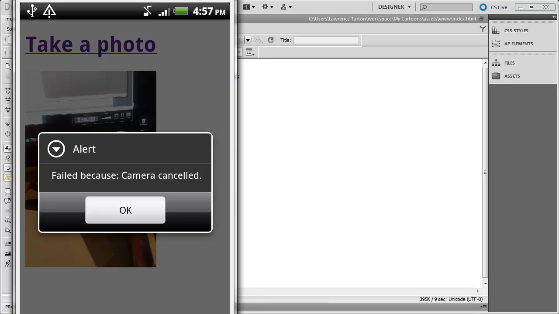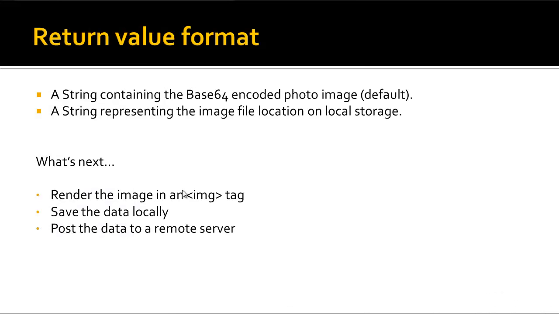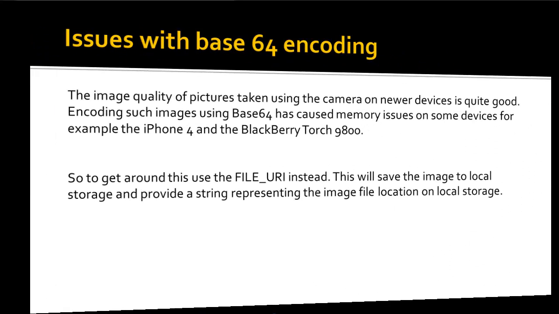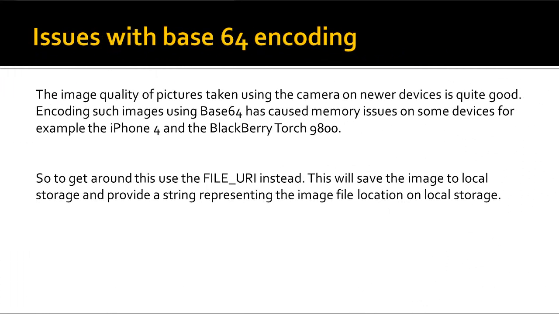So now what we're going to do is take a look at the second format. Now the second format is a string representing the image file location on the local storage of the device. Basically it's pointing to the image location. So first of all, let's take a look at some of the issues with the base 64 encoding format.